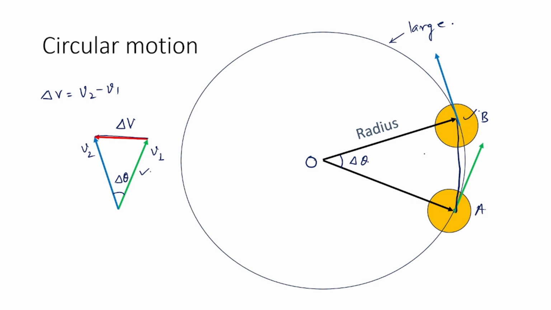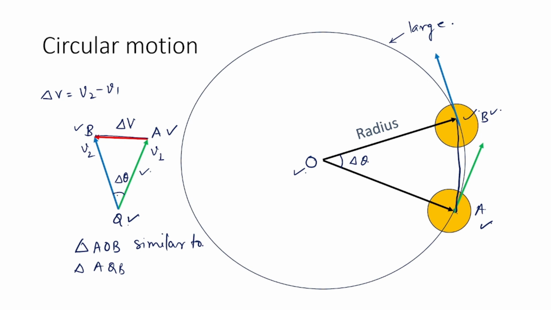Triangle AOB and triangle, let's give them a name here, AB, and this one, let's say Q. So triangle A, O and B. Triangle AOB is similar to triangle AQB.